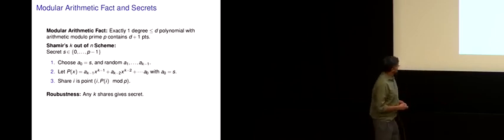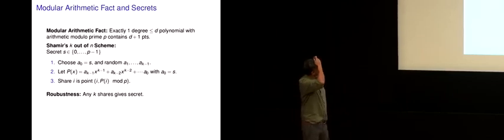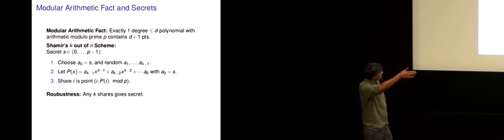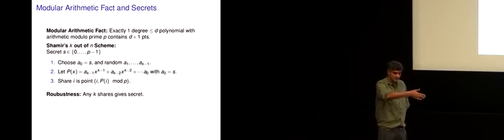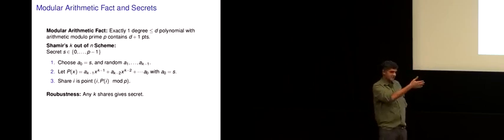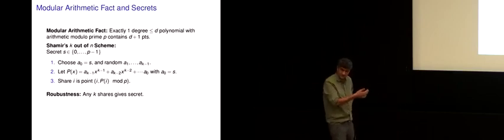Any k shares gives the secret. That's what the modular arithmetic fact here says. The degree of the polynomial here is k minus 1, and it says any d plus 1, or k minus 1 plus 1 points, recovers the polynomial. I can recover the polynomial, at least that's what the fact says. I haven't shown you how, but at least you know how for a line, a degree 1 polynomial.